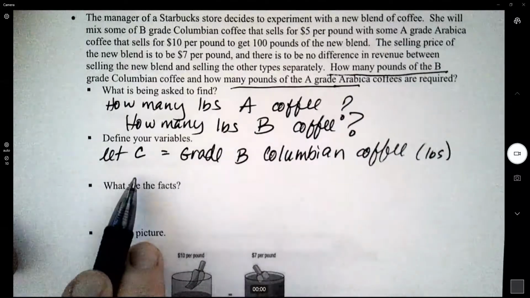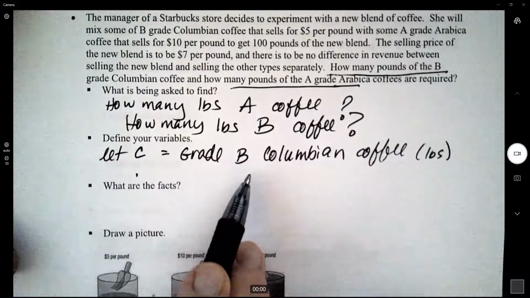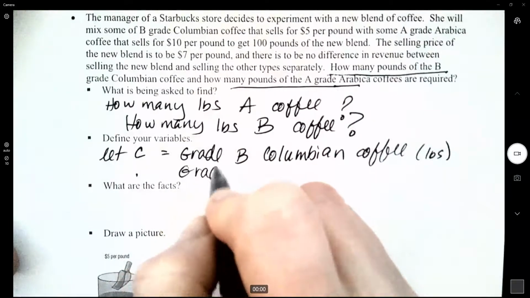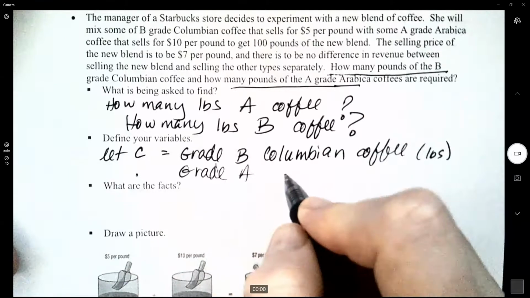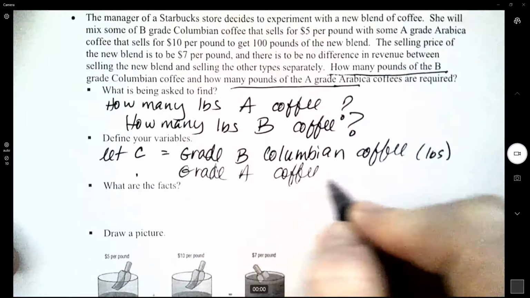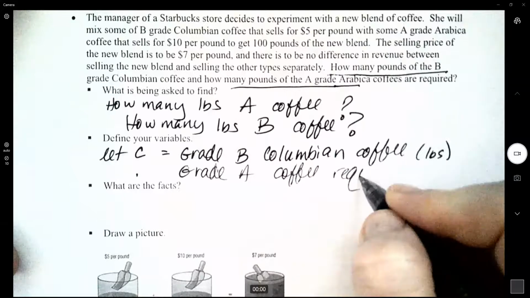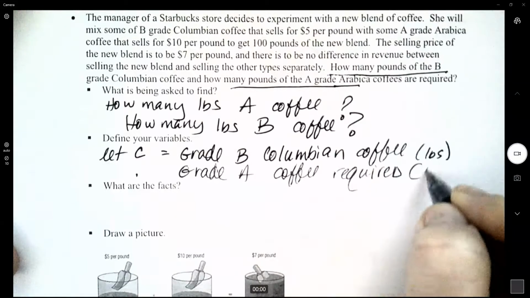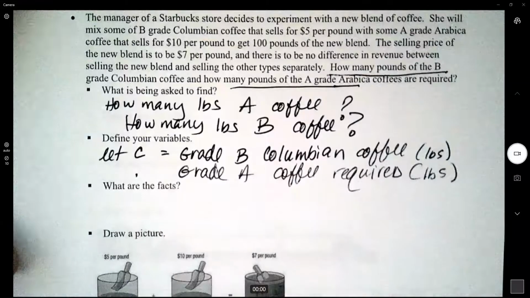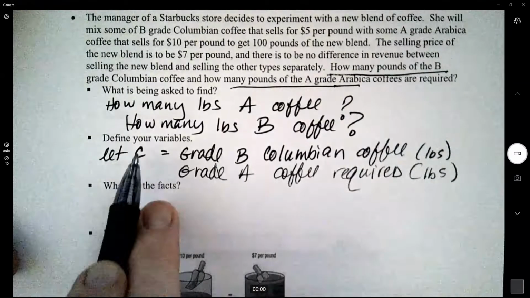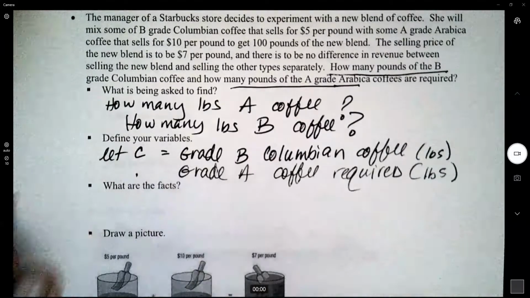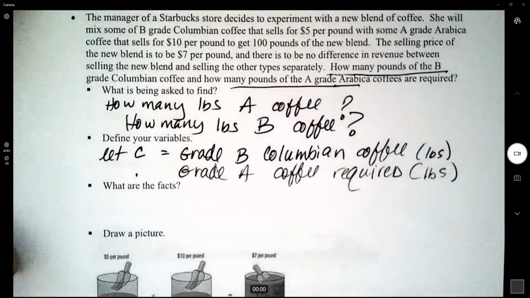Now, we don't want to create a different letter for the other coffee. The other one is going to be how many pounds of grade A, and this will also be in pounds. So again, we don't want to create a whole different letter. We want an expression involving the letter C, just like we did on the last example with the last video.